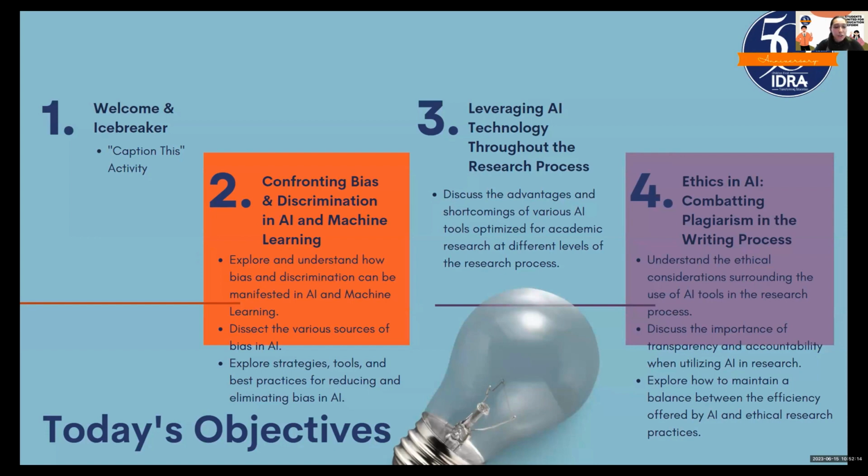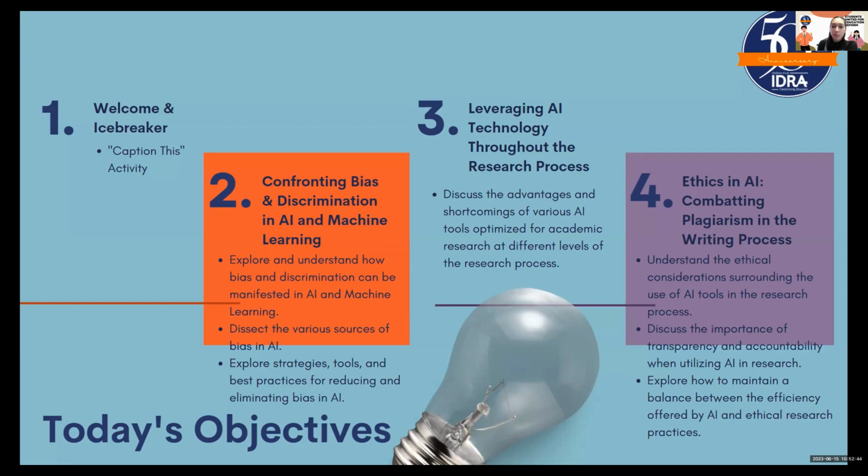Then we'll dive into the meat of our presentation. The first section will talk about bias and discrimination in AI and machine learning. We'll explore how bias and discrimination can be manifested in these tools, how to dissect these various sources of bias in AI, and then talk about some strategies, tools, and best practices for reducing bias in our research. And then in the next section, we'll talk about how to leverage AI technology during the research process.